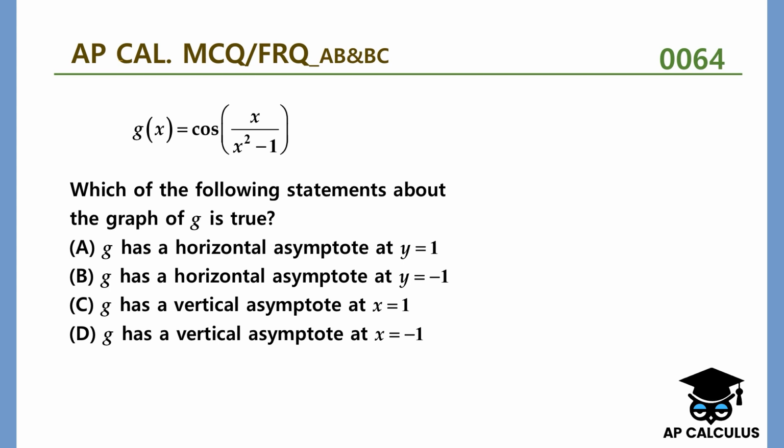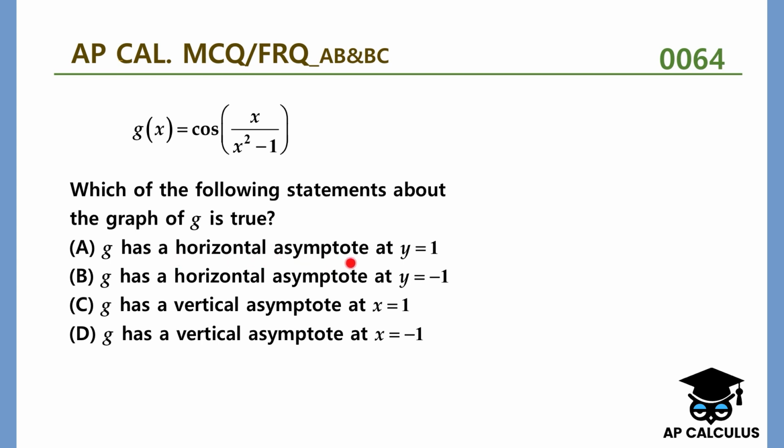Question 64. Which of the following statements about the graph of g is true? Answer choice A says g has horizontal asymptote at y equals 1. B, horizontal asymptote at y equals negative 1. C, g has a vertical asymptote at x equals 1. D, vertical asymptote at x equals negative 1. So basically, we have to find the horizontal and vertical asymptote of the graph of g, right?